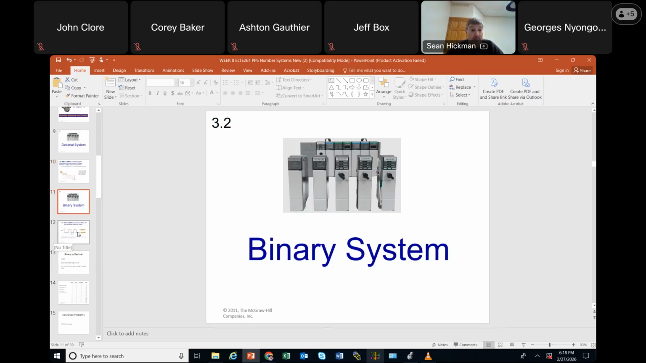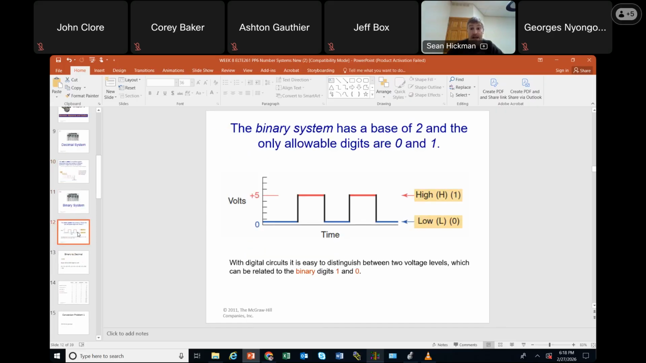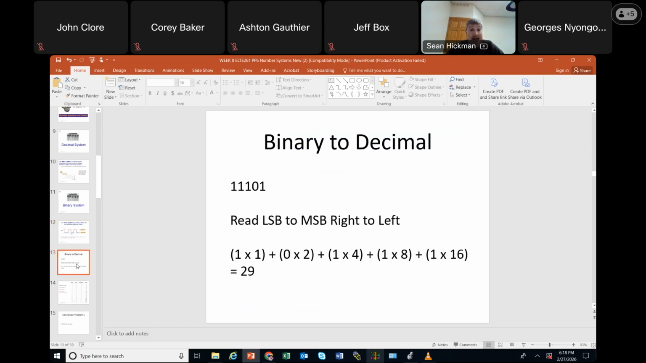Binary system. We've talked a little bit about this. This is on or off, high or low, true or false. You know, ones and zeros, high, whatever, true, false. That's what we've done a lot on with the binary system. The computer or the PLC loves the binary system.